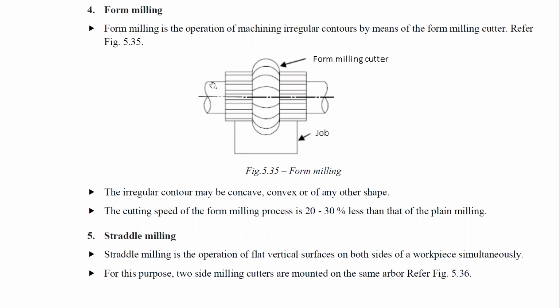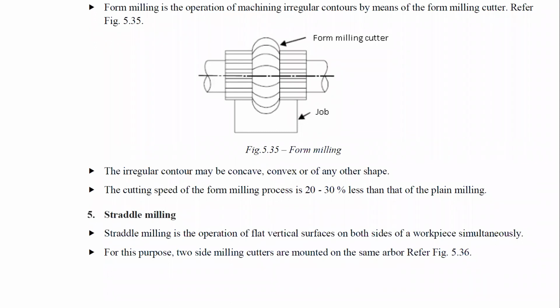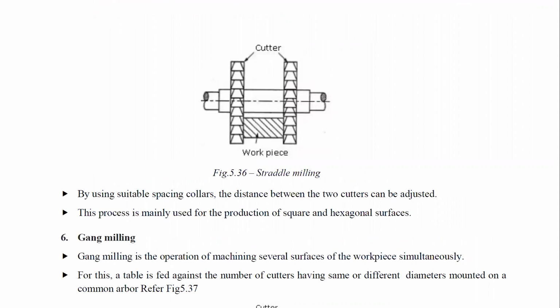Then straddle milling is the operation of milling flat vertical surfaces on both sides of the workpiece simultaneously. The two side milling cutters are mounted on the same arbor. The workpiece is placed between these two cutters. By using suitable spacer collars, the distance between the two cutters can be adjusted. This process is mainly used for production of square and hexagonal surfaces. For producing square and hexagonal, we can use straddle milling.